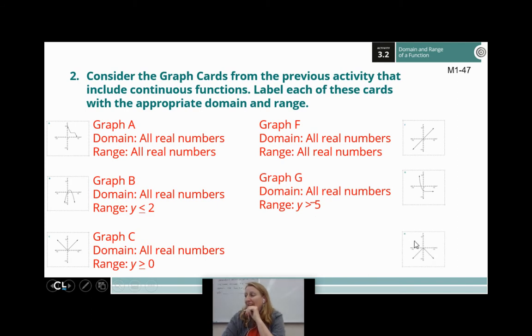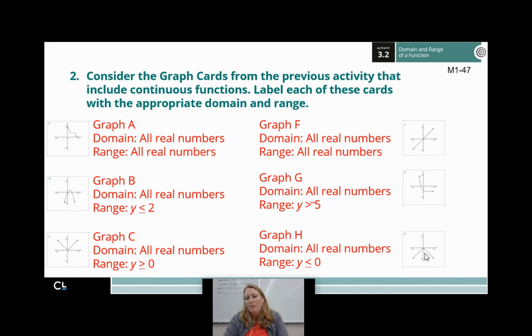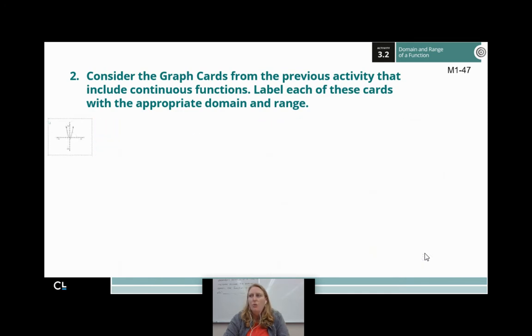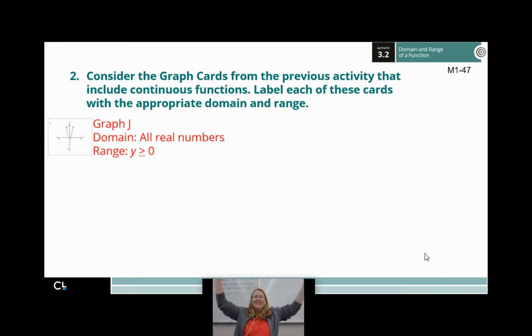I have graph H. Again, arrows pointing down forever, but that also means it's spreading left and right forever. So my domain is all real numbers. My range is y is less than or equal to 0. For graph J, again, pointing upwards, and it's going to spread forever, and it's only going to go up forever. So my domain is all real numbers. My range is y is greater than or equal to 0.